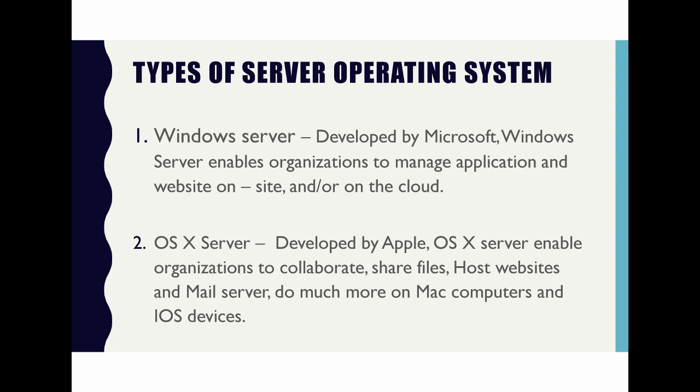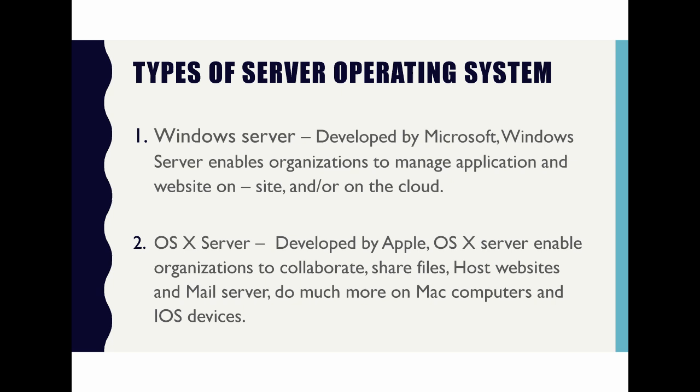What are the types of server operating systems? The first is Windows Server, developed by Microsoft. As the name says, Windows Server enables the organization to manage applications on the website or on the cloud. It gives you two types of services: on the side you could manage the application, or on the cloud. Cloud, what is cloud? Cloud is a space, a domain or an area, which is provided by an organization to you at some cost.